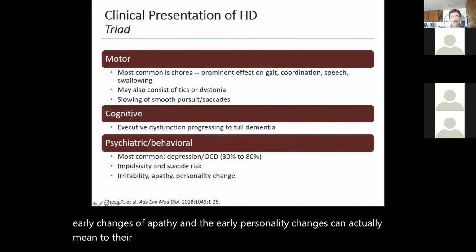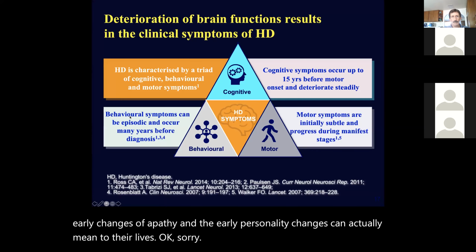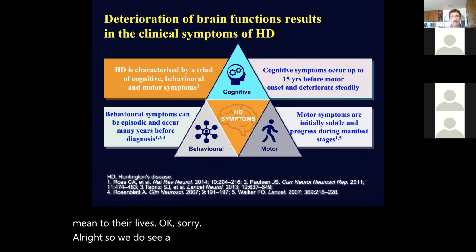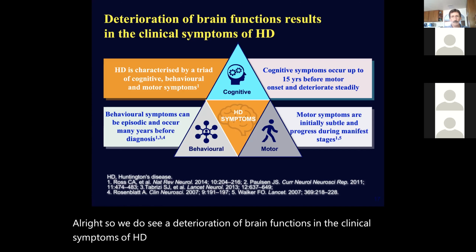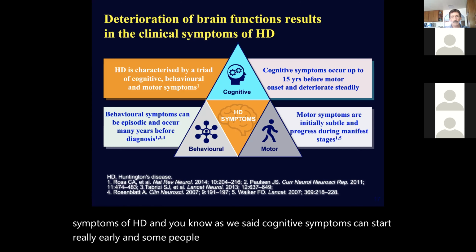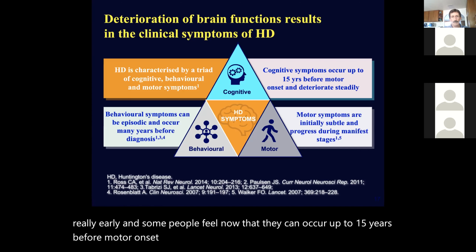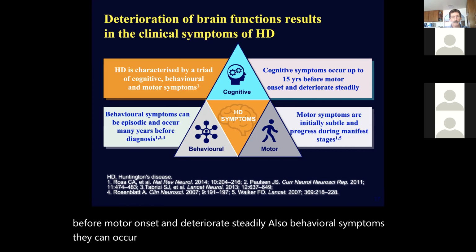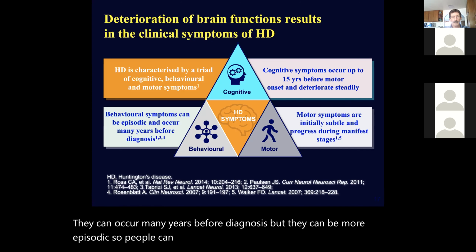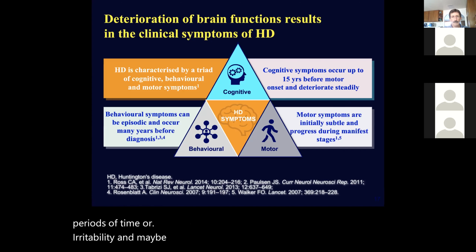Okay, sorry. All right. So we do see a deterioration of brain functions in the clinical symptoms of HD. And as we said, cognitive symptoms can start really early, and some people feel now that they can occur up to 15 years before motor onset and deteriorate steadily. Also, behavioral symptoms can occur many years before diagnosis, but they can be more episodic. So people can see depression and maybe it's worse for some periods of time, or irritability and maybe it's worse for some periods of time.